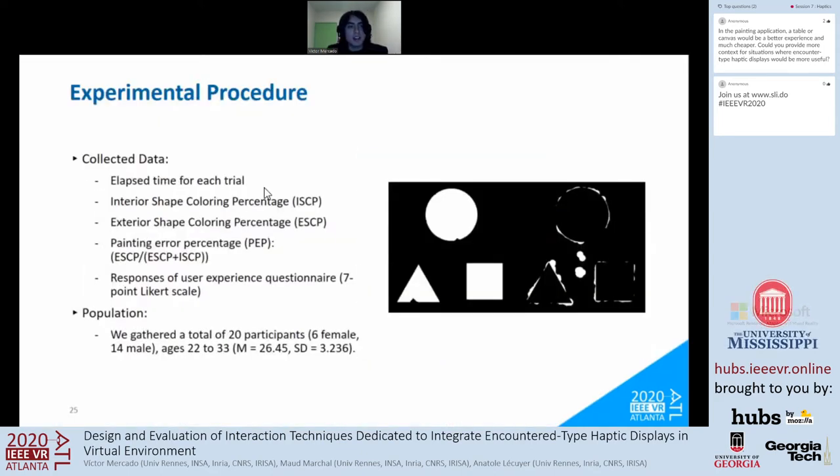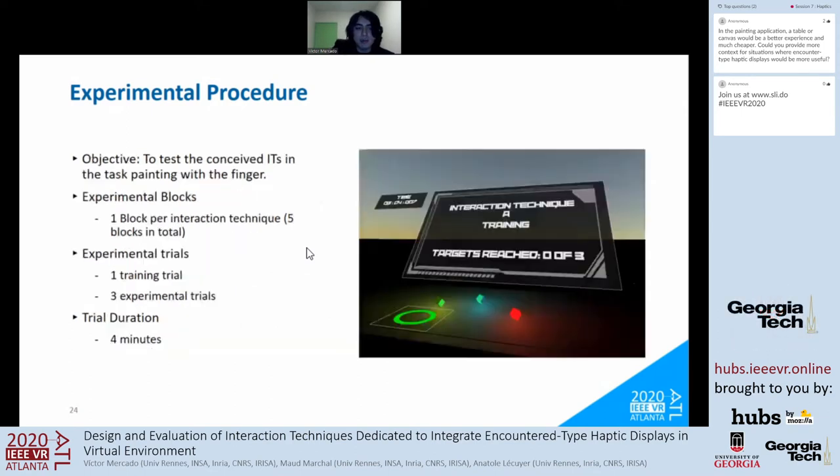For the collected data, we took into account the lapse time for each trial. We took into account the interior shape coloring percentage, which is basically the area that the users didn't color in the shape. The exterior shape coloring percentage is just a sophisticated way to say the amount of spilled paint outside the contour of the figures. And the painting error percentage considers the 2 previous ones. At the end of the experiment, we also integrated a user experience questionnaire to evaluate the overall user experience. We gathered a population of 20 participants for this experiment.